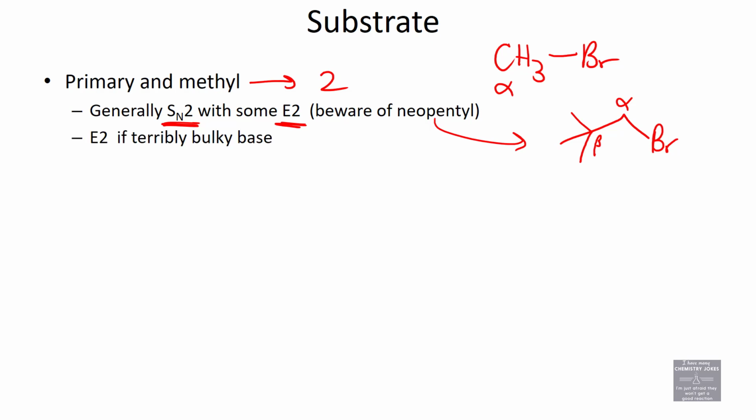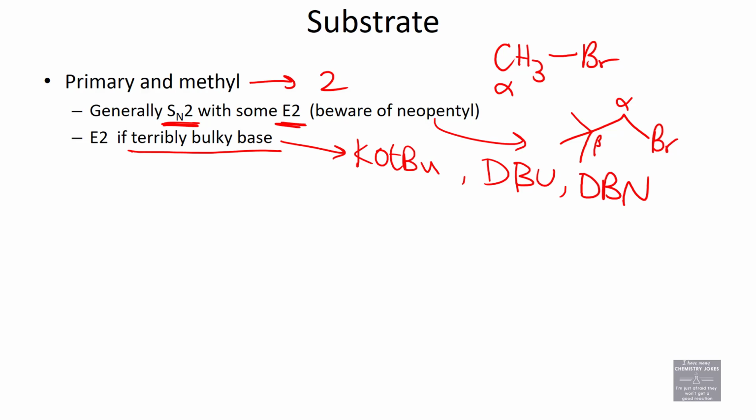E2 wants a terribly bulky base. Our favorite bulky base is KOtBu. The book talks about a couple of others, DBU and DBN. You should maybe look those up, see what those are.